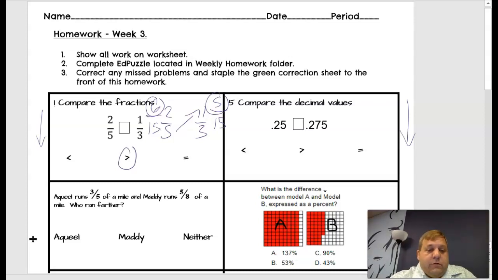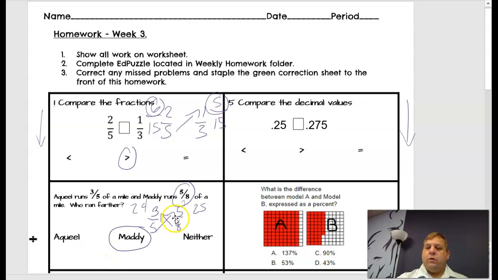Number 2, going down. Akil runs 3/5 of a mile. Maddie runs 5/8 of a mile. Go ahead and solve it. 3/5, 5/8. Cross multiplying because that's faster. We have 25 and 24, so 5/8 is the larger fraction. Maddie ran farther. She ran more of a mile.